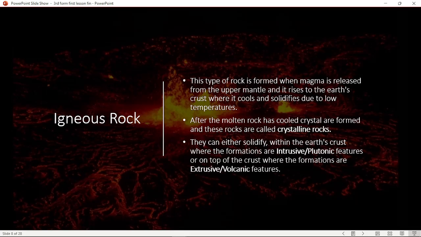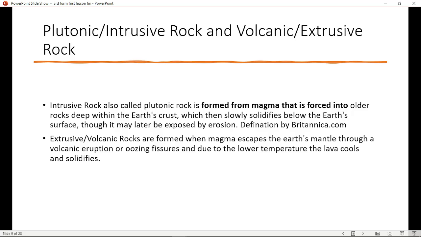After the molten rock has cooled, crystals are formed, and these rocks are called crystalline rocks. They can either solidify within the Earth's crust, where the formations are intrusive/plutonic features, or on top of the crust, where these formations are extrusive volcanic features. Plutonic/intrusive rocks and volcanic/extrusive rocks.